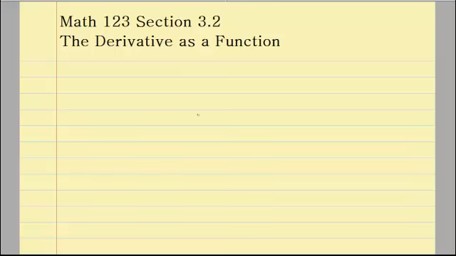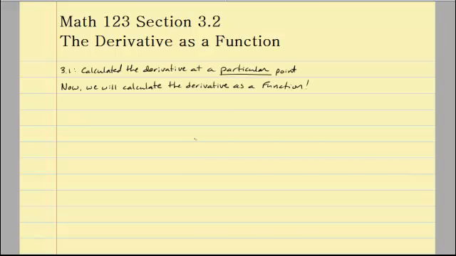In section 3.2, we're going to be looking at the derivative as a function. We've already looked at this a little bit in section 3.1, but in 3.1 we calculated the derivative at a particular point. We are always looking for f prime at 2, the function's derivative evaluated at 2. Now what we're going to do is to come up with an entire function that represents the derivative. So there's a little bit of a difference between these.